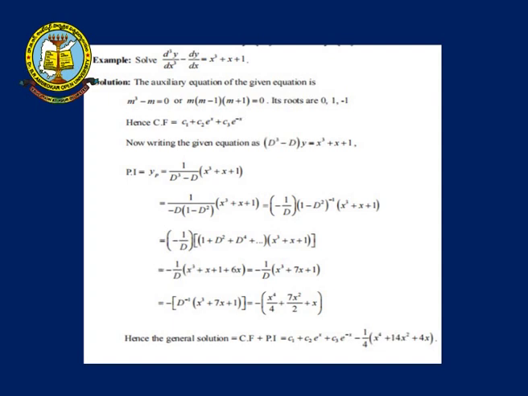Now the second example: d cube y by dx cube minus dy by dx equal to x cube plus x plus 1. Here the auxiliary equation is m cube minus m equal to 0. So m into m minus 1 into m plus 1 equal to 0, and its roots are 0, 1, minus 1. So the complementary solution is c1 e power 0 into x plus c2 e power x plus c3 e power minus x. Now coming to the particular integral.